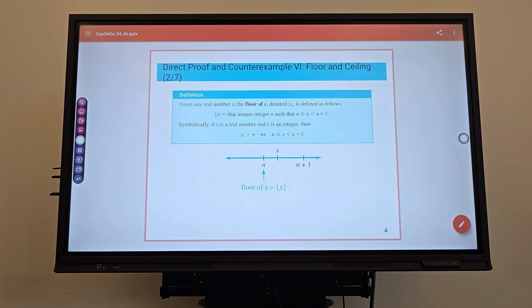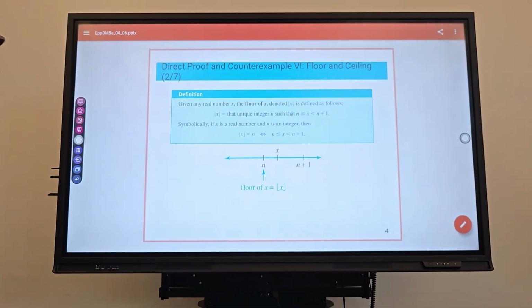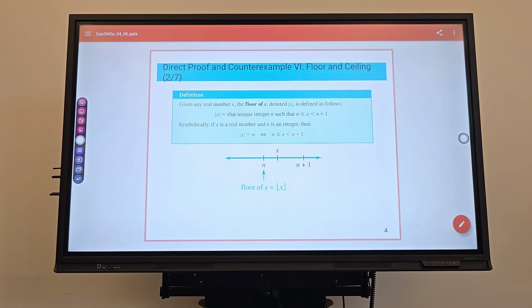So, definition. Given any real number x, the floor of x, denoted by the half bracket here, is defined as follows: that unique integer n such that n is less than or equal to x and x is less than n plus 1. Symbolically, if x is a real number and n is an integer, then the floor of x equals n if and only if n is less than or equal to x and x is less than n plus 1.